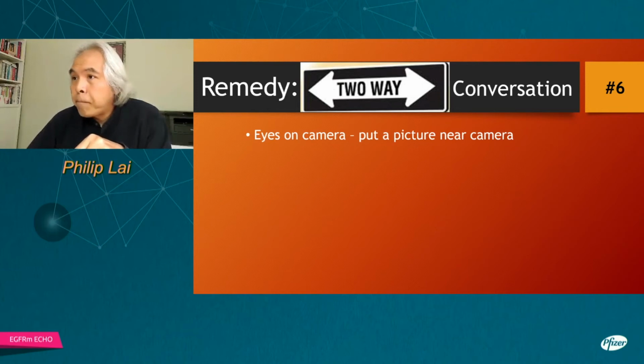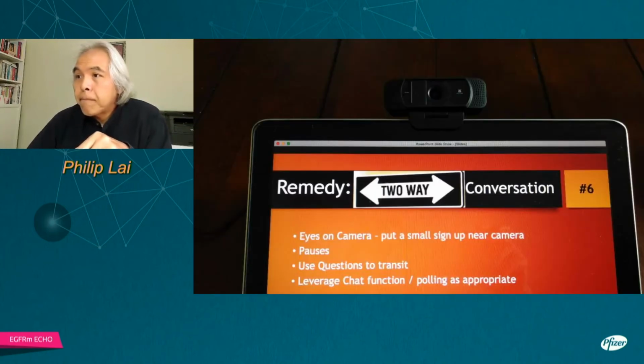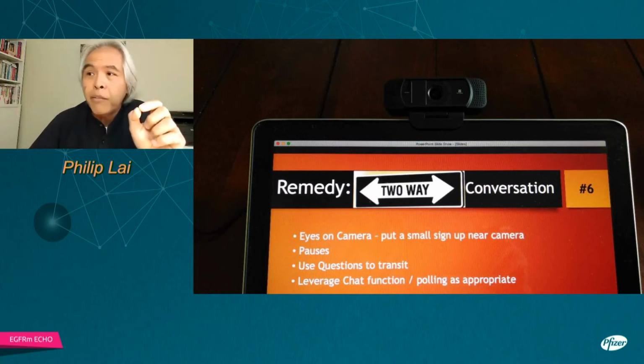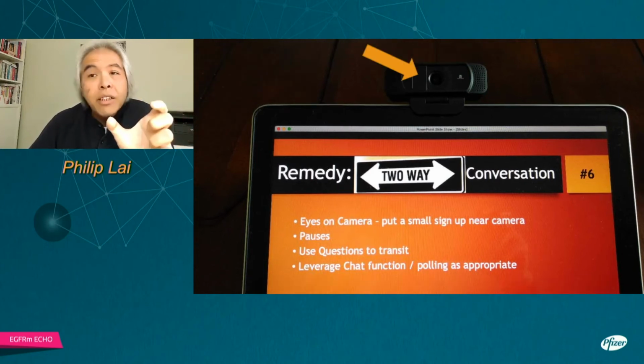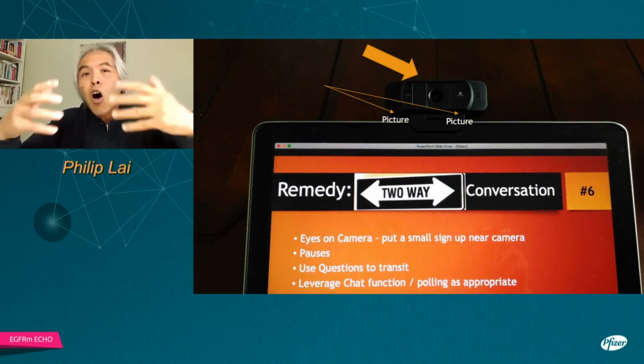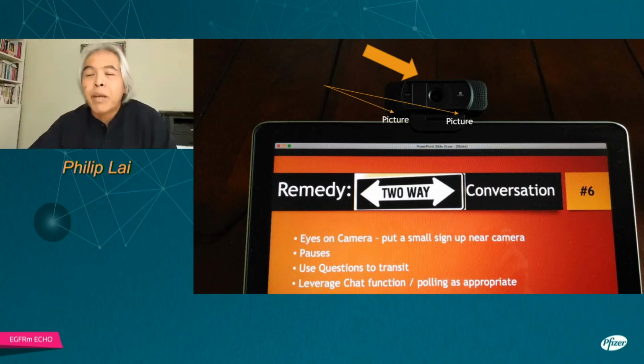So I'll show you what I've done. Here's my camera, right? You can see the camera on top. That's an external camera. And then underneath that, I have put a couple of pictures there so that I would be talking to the pictures, the people in the pictures. And usually you pick a picture that makes you happy, makes you feel good, right?